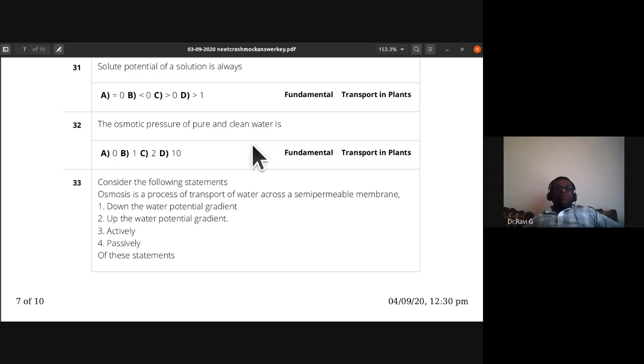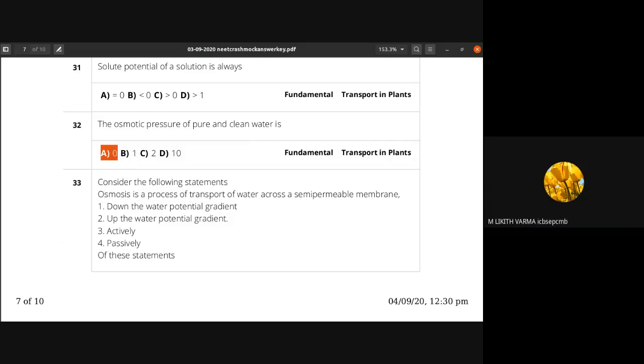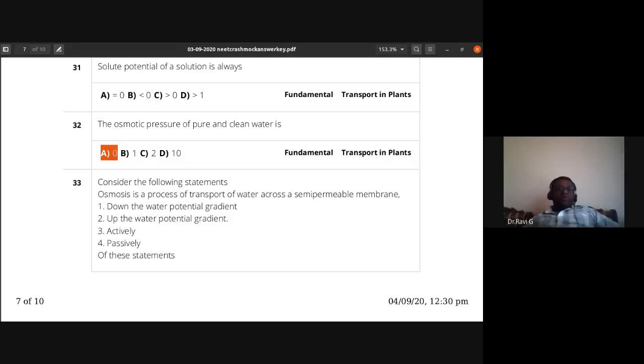The osmotic pressure of pure and clean water is 0. Okay. The osmotic pressure of pure and clean water is 0. So the 32nd, the answer is A.